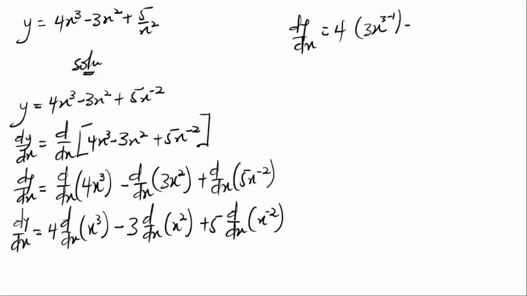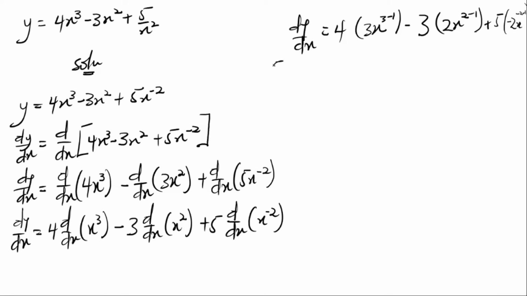Then we have minus the 3 that we have over here. We still have that one here. And then into bracket, if we differentiate what? x squared, we get what? The 2 comes and multiplies the x squared. Then we subtract 1 from the power. So this becomes what? 2x raised to the power 2 minus 1. Then plus the initial 5 that we have over here. I'm writing it here. Then we have what? This becomes what? Negative 2 multiplied. This becomes negative 2x to the power negative 2 minus 1.